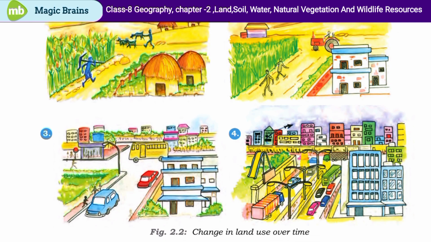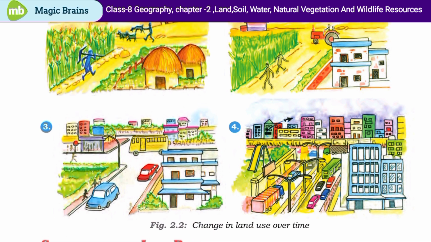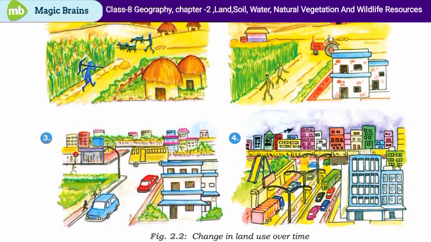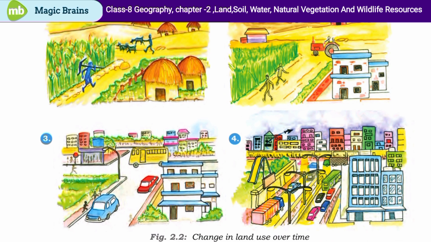Then, in third diagram, we see that land is used for making roads, making complexes, houses, and factories. And in the last diagram, we see that the agricultural land has been completely reduced and we see a lot of park, road, and houses.